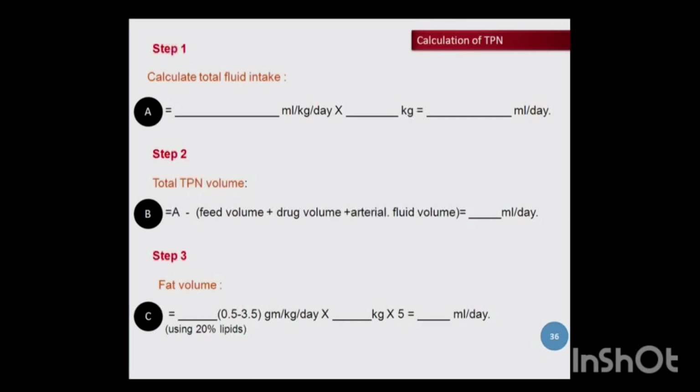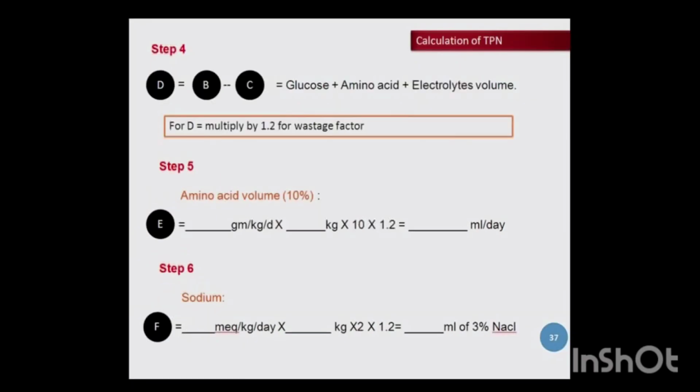In step number 3, the lipid volume is calculated. One can use from 0.5 to 3.5 grams per kg per day of lipid. Generally 20% intralipid is used. Get the entire volume in ml following the formula. Step number 4, the volume of the glucose, amino acids and electrolytes as a cumulative is calculated, and it is calculated by subtracting the lipid volume from the total parenteral nutrition volume.